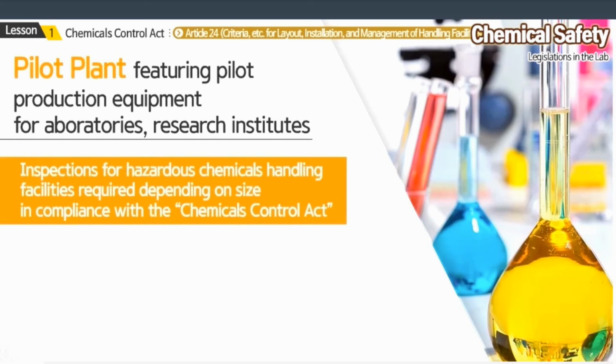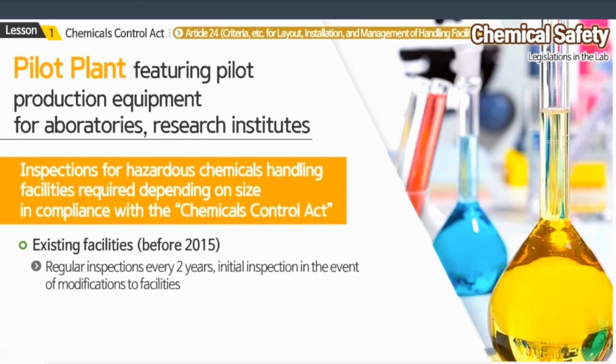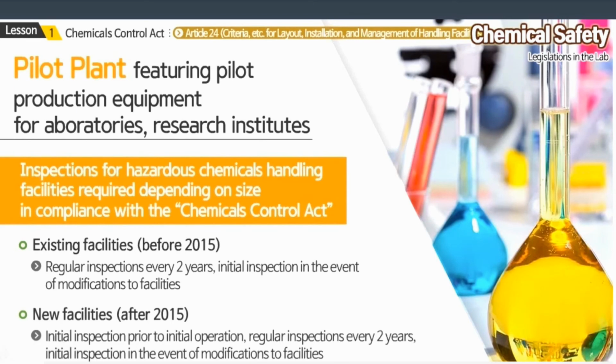Inspections on hazardous chemicals handling facilities are required depending on the size of such facilities in compliance with the Chemicals Control Act. Also, existing facilities, before 2015, must go through regular inspections every 2 years and receive an initial inspection in the event facilities are modified. As for new facilities, after 2015, initial inspections prior to initial operations must be carried out. Once online, new facilities must go through inspections every 2 years and receive an initial inspection when facilities are modified.